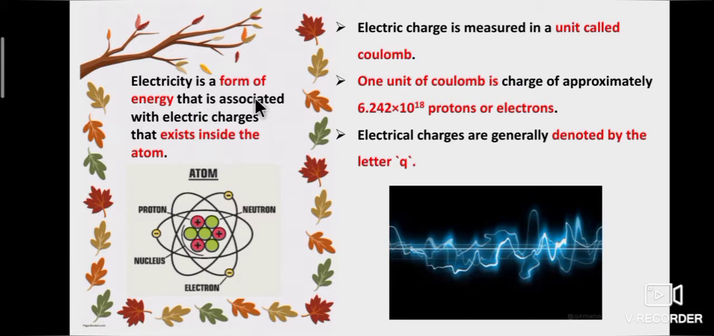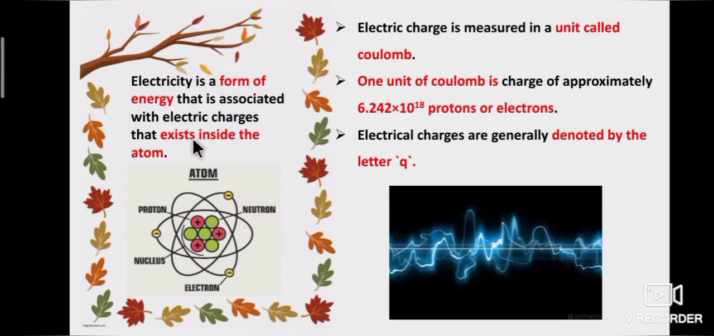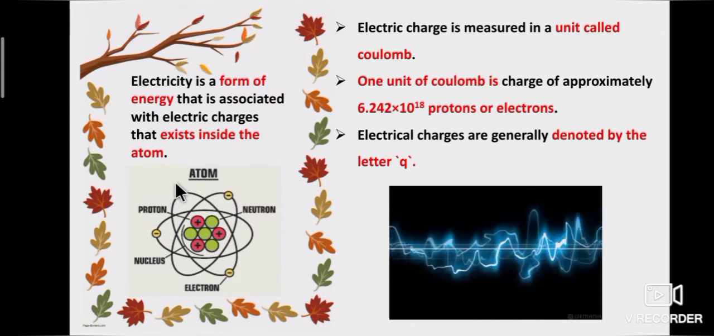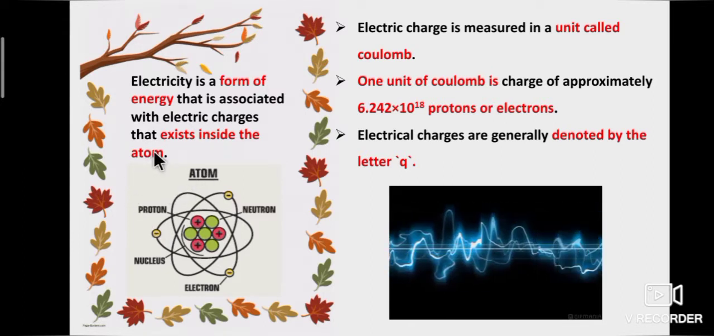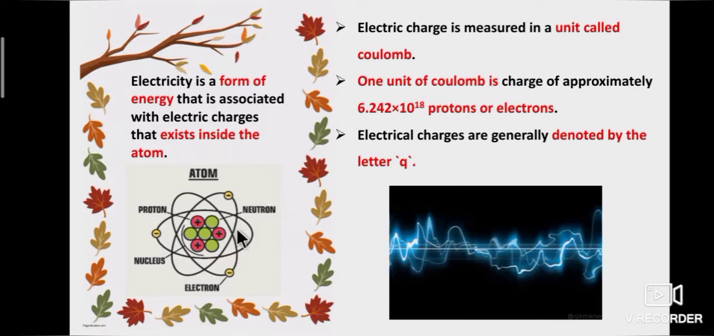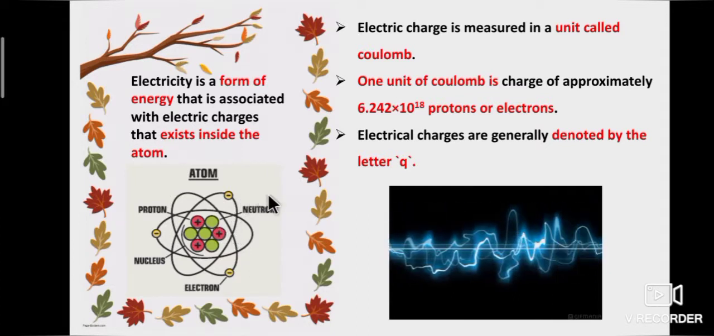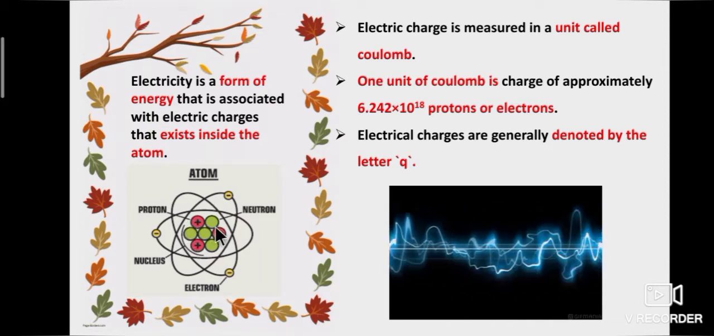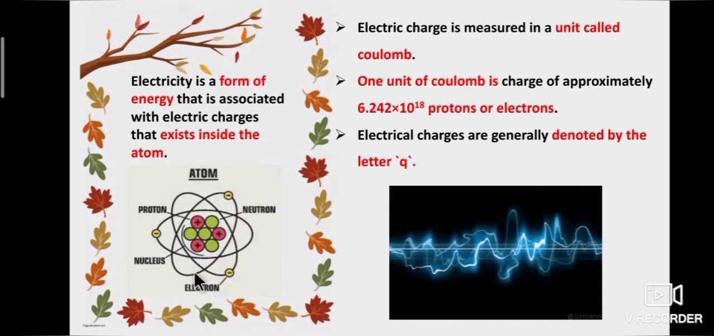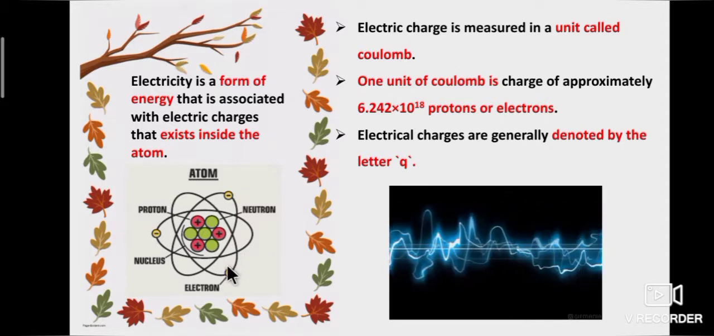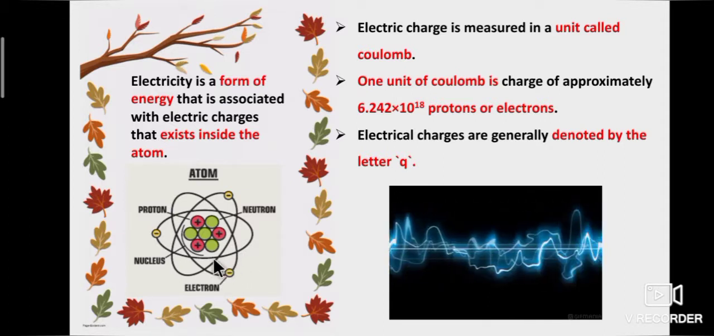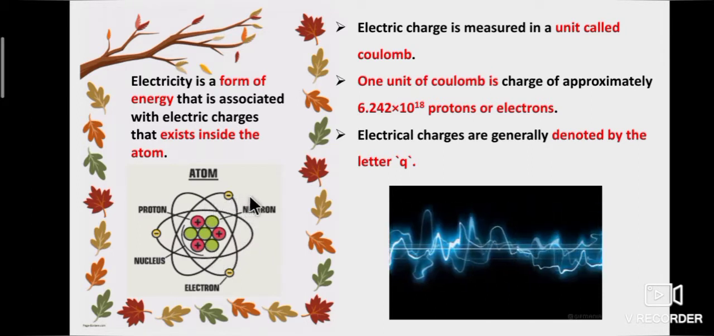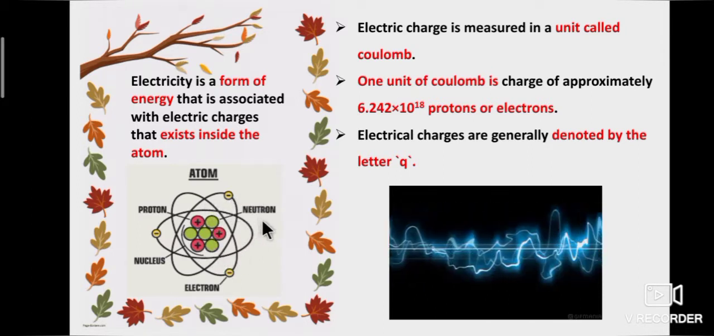Electricity is associated with electric charges that exist inside the atom. So what is an atom? An atom is a small particle. The center of the atom is called the nucleus. The nucleus consists of protons and neutrons. Protons are positively charged, neutrons have no charge, and electrons are negatively charged. So electricity is a form of energy that is associated with electric charges that exist inside the atom.